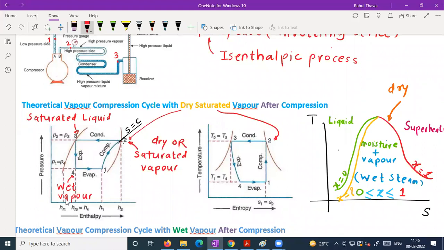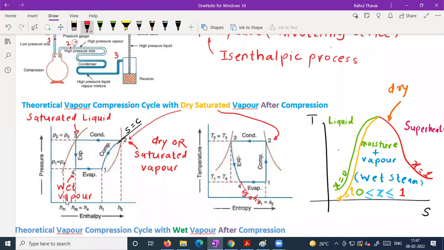Let us plot the same process on a TS diagram. When you see point number 3 and point number 4 on a TS diagram, we are moving from point number 3 to point number 4 along this line. Along this line, at any point, enthalpy is constant. So at any point on this line, H3 is equal to H4.